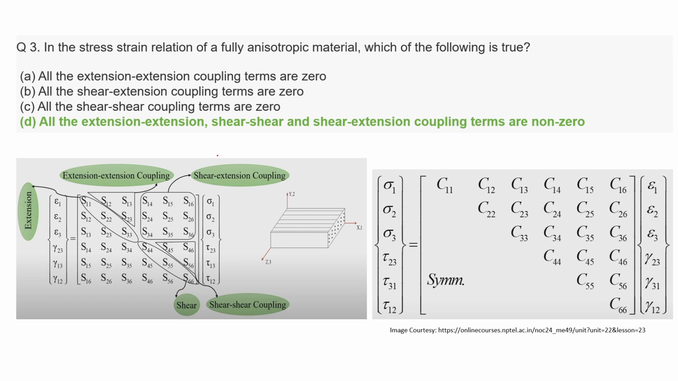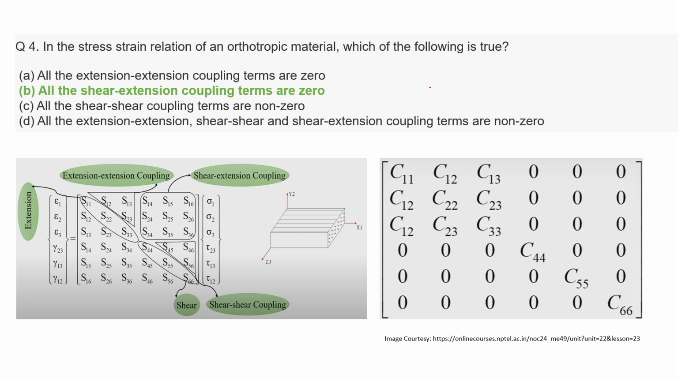So now let's see what they are asked in the question. They have asked, for a fully anisotropic material, which of these conditions are true? As you can see, this is a fully anisotropic material compliance matrix. It can also be written like this in terms of the stiffness matrix. In the anisotropic material, all these independent constants are non-zero because the properties in all the directions are different. So there will be some value relating the stress and strain in all these directions. That's why all the extension, shear and shear extension coupling terms will be non-zero. So that will be the correct answer, option D. So this is for a fully anisotropic material.